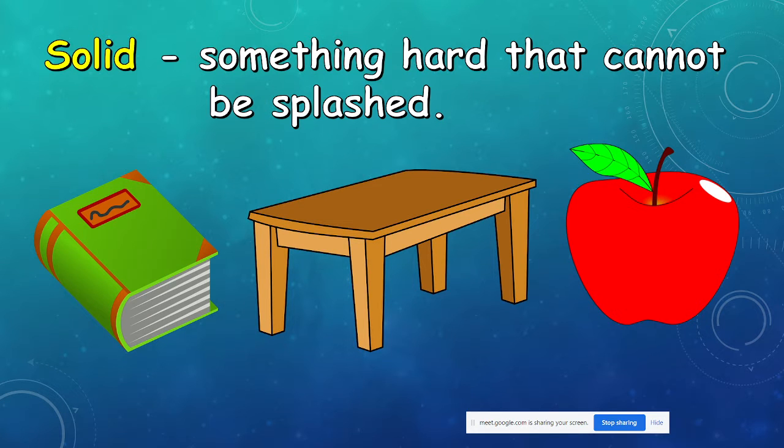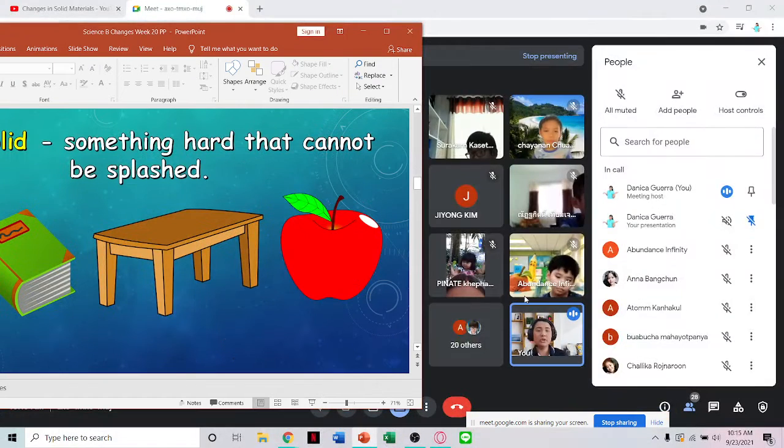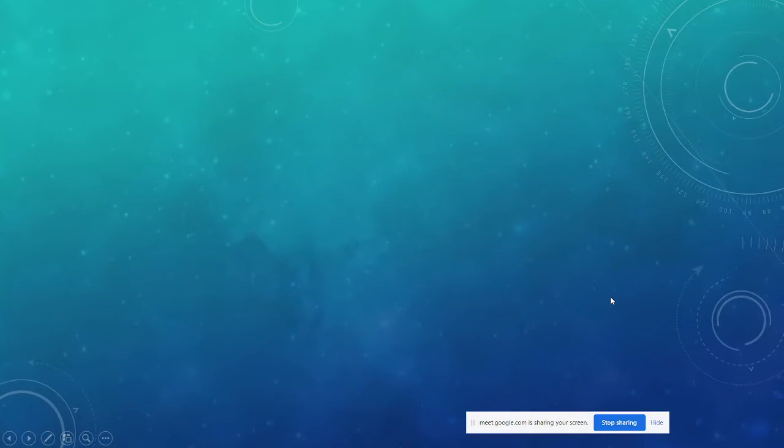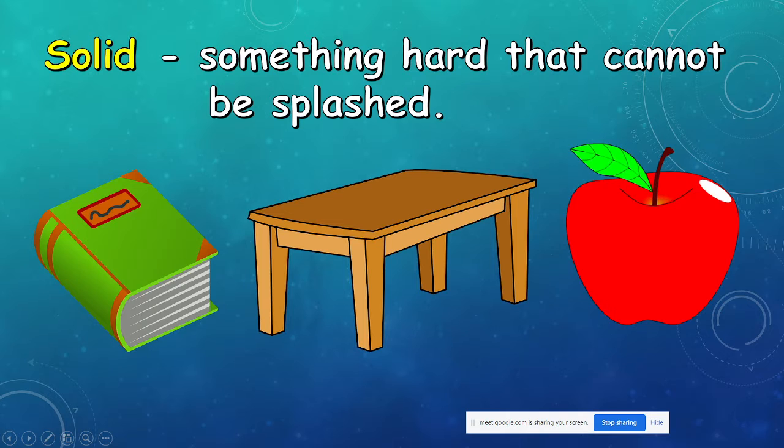Now, can you give me other examples of solid things? Can you say some examples of solid things? What things are solid? You can turn on your microphone. What things are solid? A sharpener, yes. What else? A lamp. A lamp. Table. Table, yes. The things for your school, right? Your books, your notebooks. Yes.